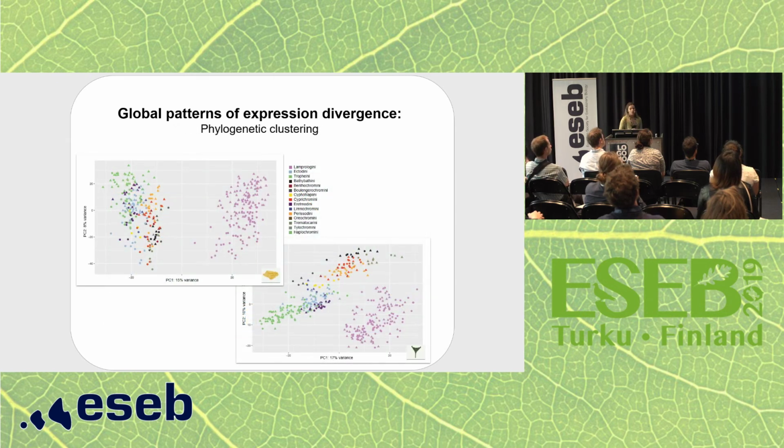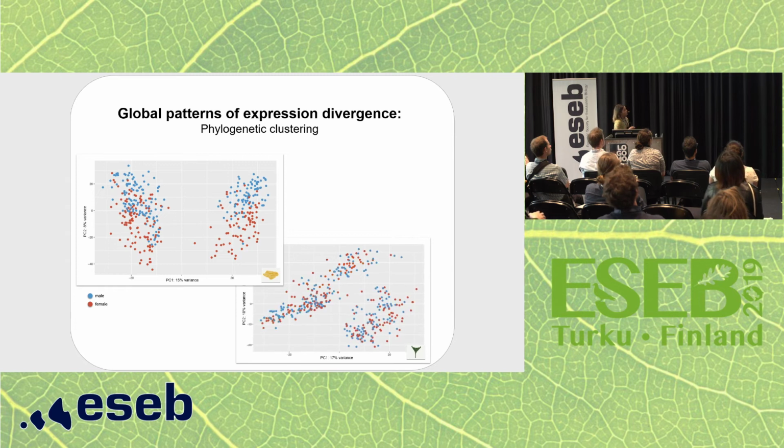Then we also performed the principal component analysis per tissue this time, and we see a very strong phylogenetic signal in our data. So we really see that the different samples cluster according to the tribe they belong to. We also see that for some tissues, there is a difference in expression between the two different sexes, so male up here and female down here, but it's not the case for all the different tissues. So here, for example, for the LPJ samples.